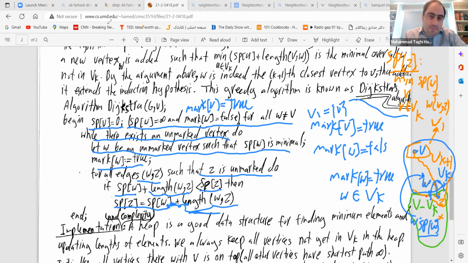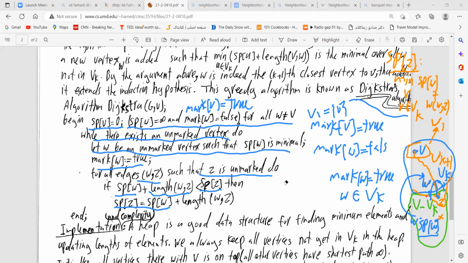Any question about the algorithm? For the line "for all WZ such that Z is unmarked", are we looking at the mark of the vertex Z itself or the edge from W to Z?